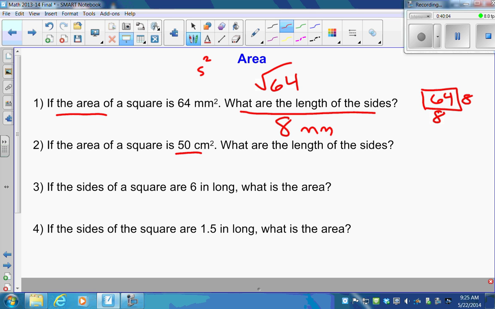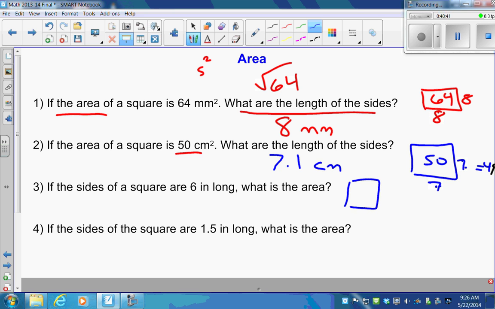If the area of a square is 50, a little bit harder because it doesn't go evenly. So my area of my square is 50. And if I'm not using a calculator, I can get close. What times what gives me close to 50? And the answer is 7. 7 times 7 is 49. So I know it must be just above 7. So maybe 7.1 centimeters. 7 times 7 gives me 49. 49 is close to 50. So there you go.